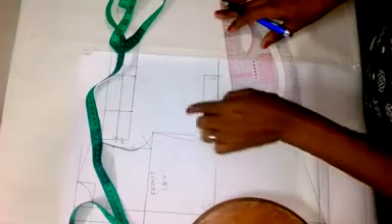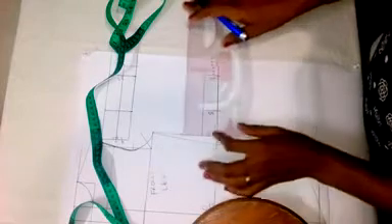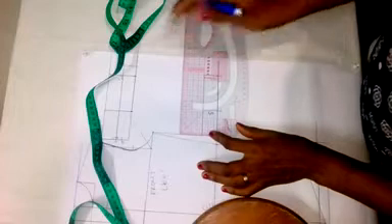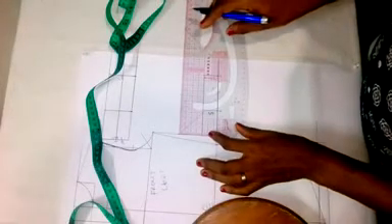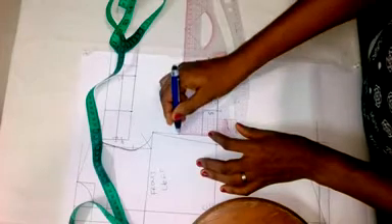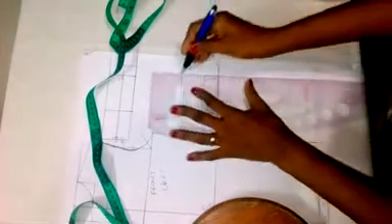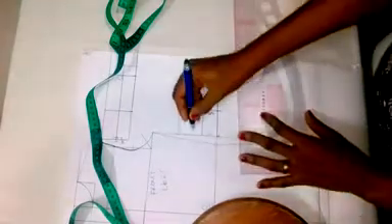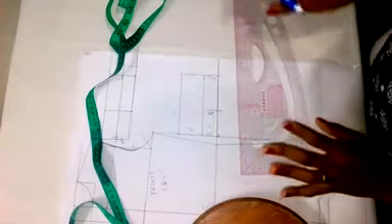Now for the fold, you measure, I've already used 1.5. You measure your fold, 2 inches. You take it down just the same way we did the first one. You take it down. So this is the fold and this is the stand. I hope that is clear.